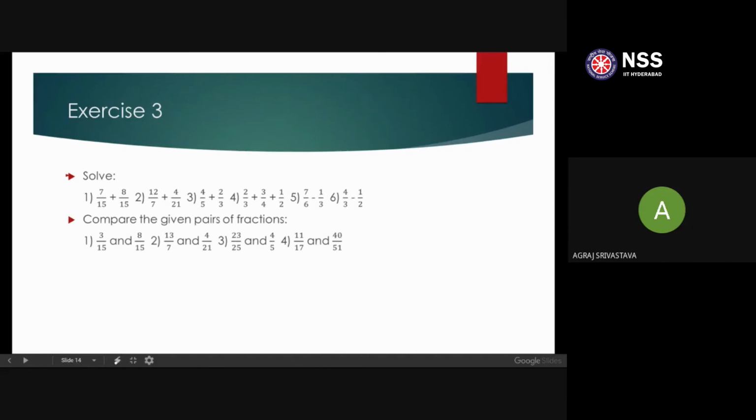For 11 by 17 and 40 by 51, we multiply 11 by 17 with 3 on both the numerator and the denominator, and that results in the fraction 33 by 51, which is less than 40 by 51. The other examples on this exercise can be solved with the same steps.